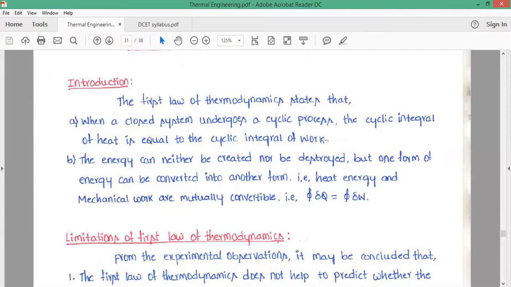The first law of thermodynamics states that when a closed system undergoes a cyclic process, the cyclic integral of heat is equal to the cyclic integral of work. Means energy can neither be created nor be destroyed.